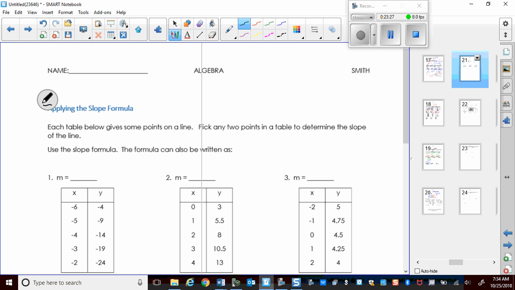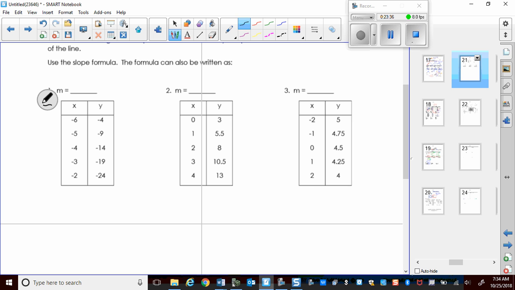So each table below gives some points on a line. You pick any 2 points in a table to determine the slope of the line. So if I was going to pick any 2 points, it's like getting a choice. We're getting the slope for each table set. So what we need to do is pick a first set of points and then a second set. So here's my first set, and I'm going to pick the one below. Here's my second set. Then I'm going to write them side by side.